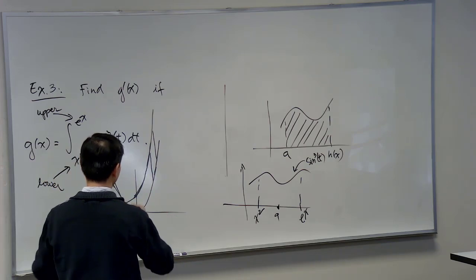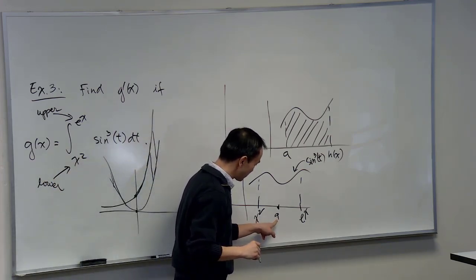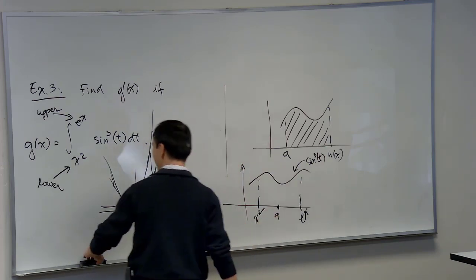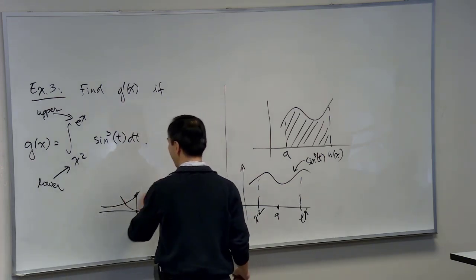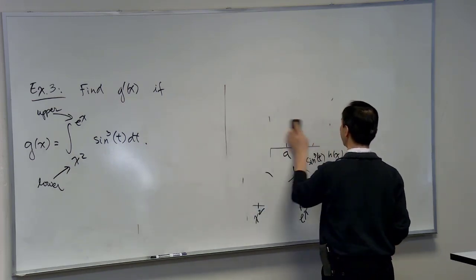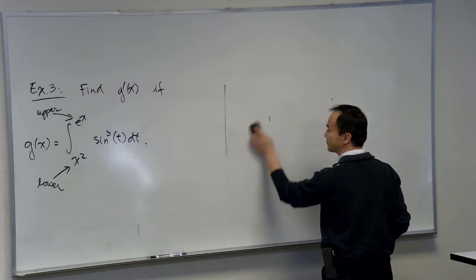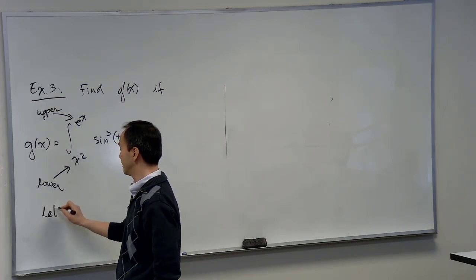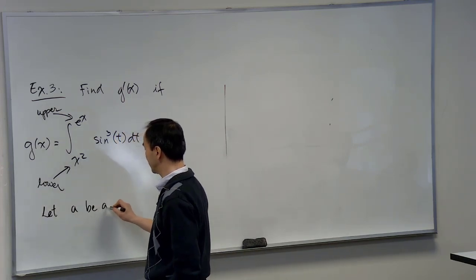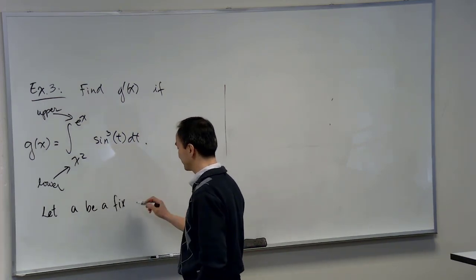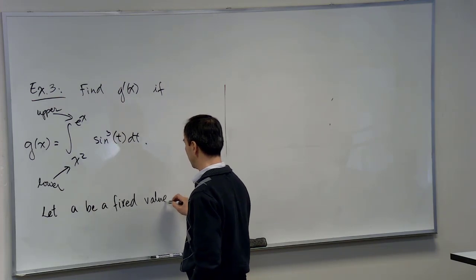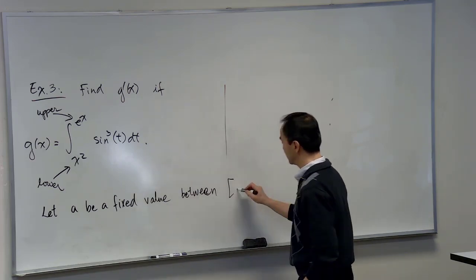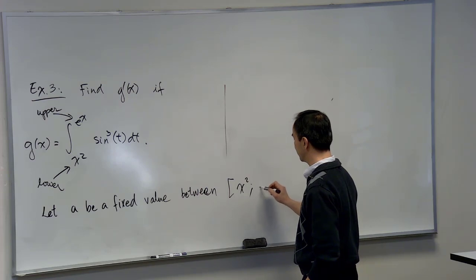The point now is that at any instant, when we pick a fixed point right here, the fixed point is just playing a dummy role, but we actually need it there. Right? So now, once I pointed out that idea, this is how we're working it out. Let a be a fixed value, between x squared and e to the x.